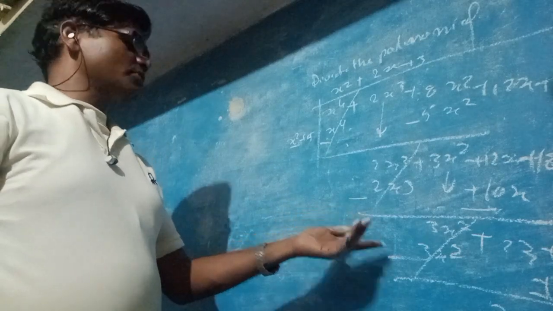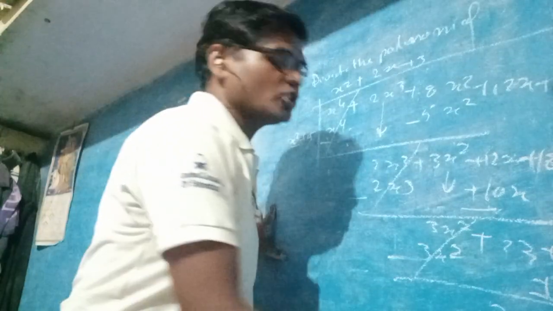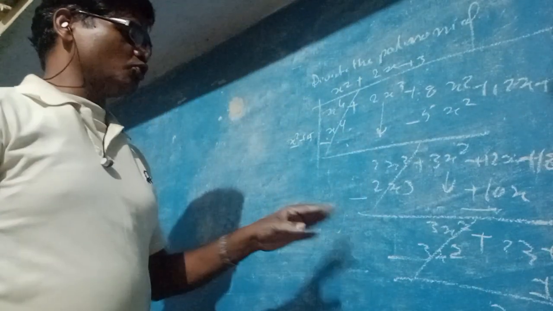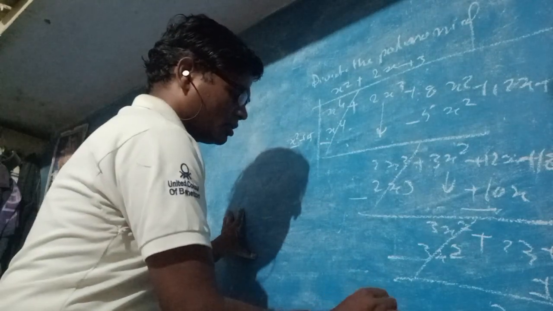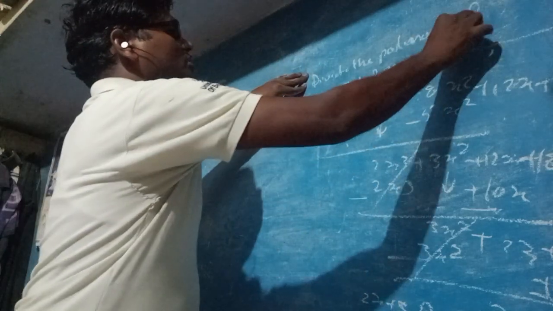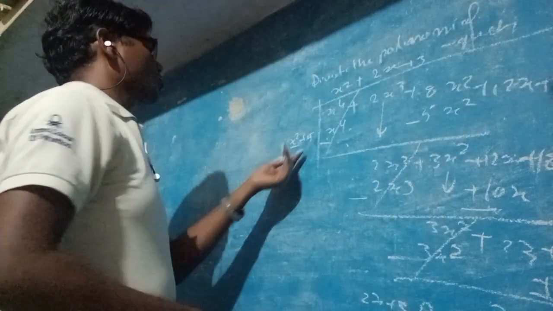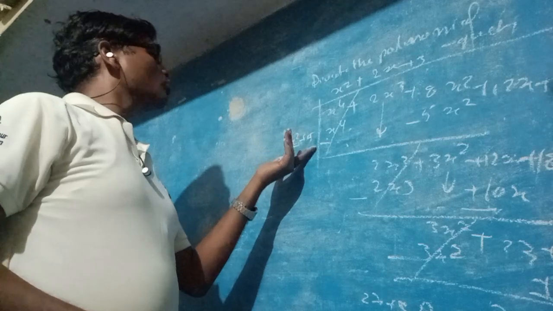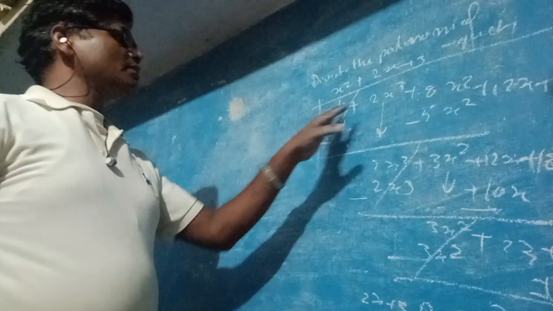2x plus 3 is the remainder. With the help of this remainder, we can say that the remainder is 2x plus 3, and here is the quotient, x square plus 5 is the divisor, and here is the dividend.